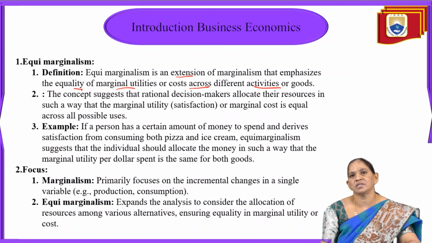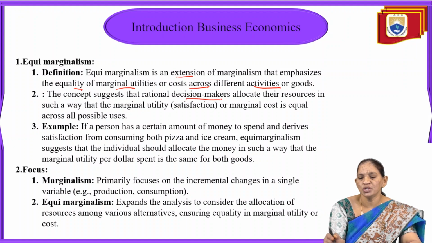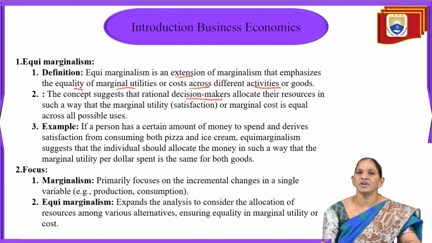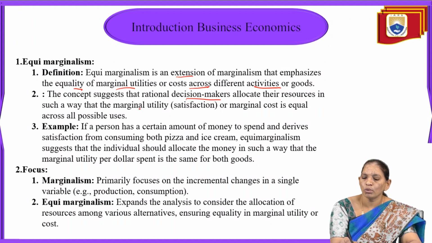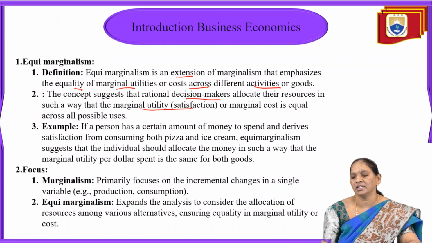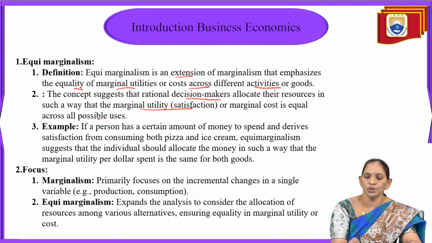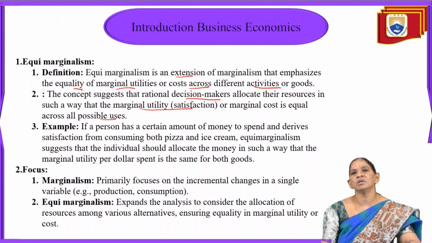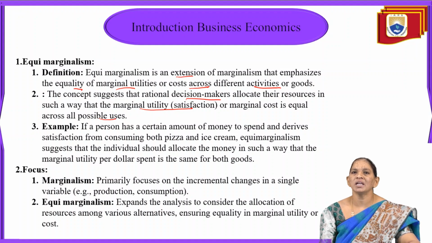These concepts suggest that we require rational decision making in the allocation of resources, in which the marginal utility, or the satisfaction we are getting, and our marginal cost will be equal across all possible uses. Means in equi-marginal utility we have to equalize the cost and also the benefit we are getting. A rational decision maker wants to get maximum satisfaction by balancing additional marginal cost with marginal revenue.